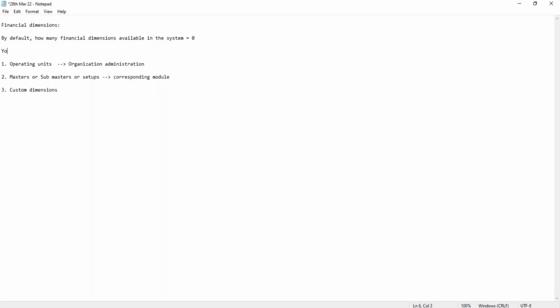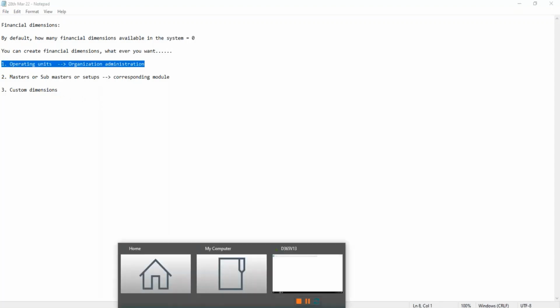You can create financial dimensions, whatever you want. Here, whatever you want means the client will take the decision on how many financial dimensions are required. Okay, fine. So operating units, where they are available, let me show you. Last time we discussed it, let me recap once again.